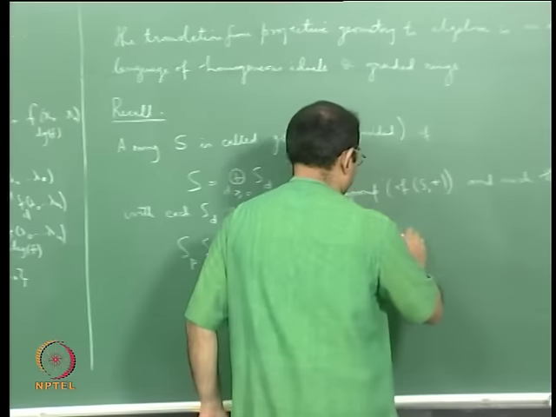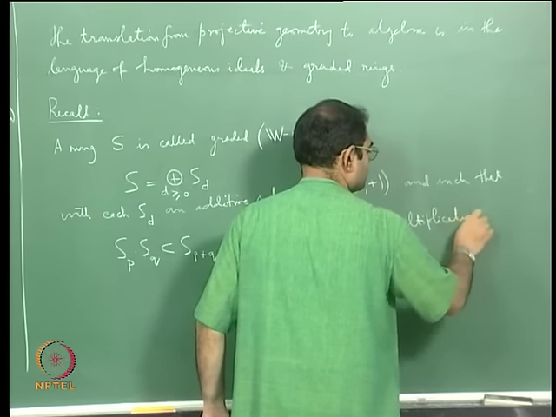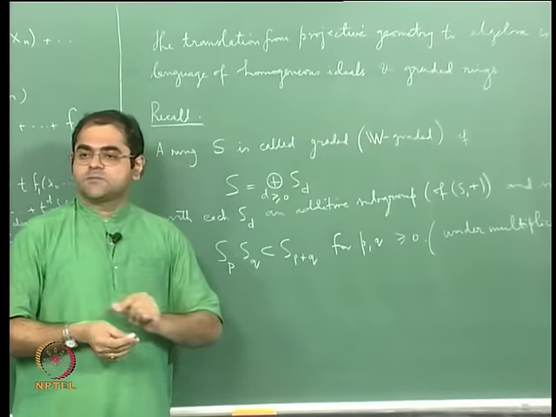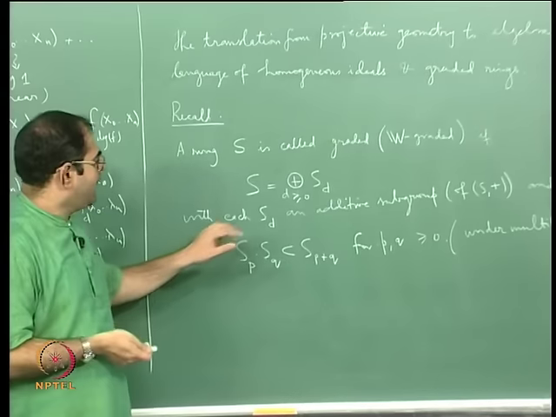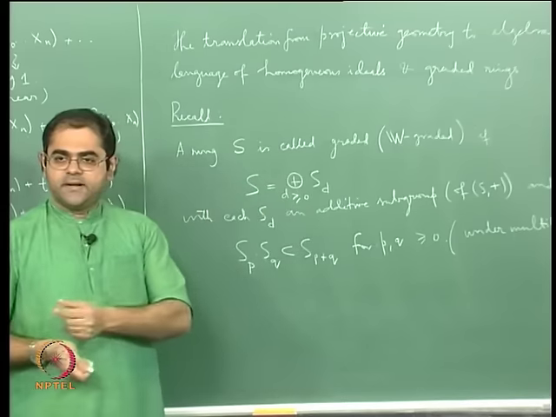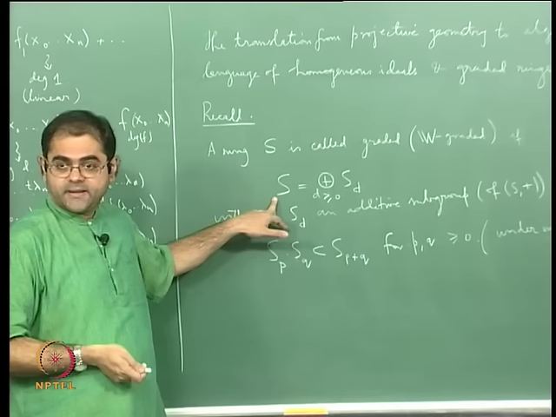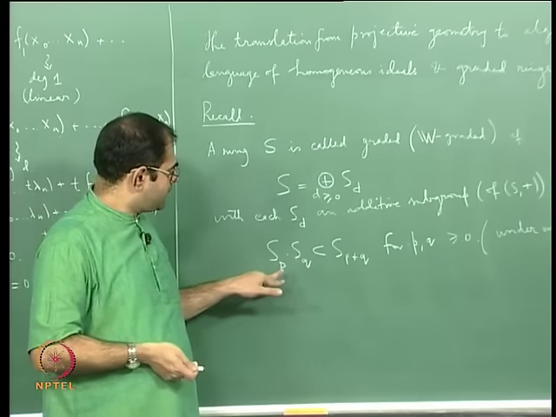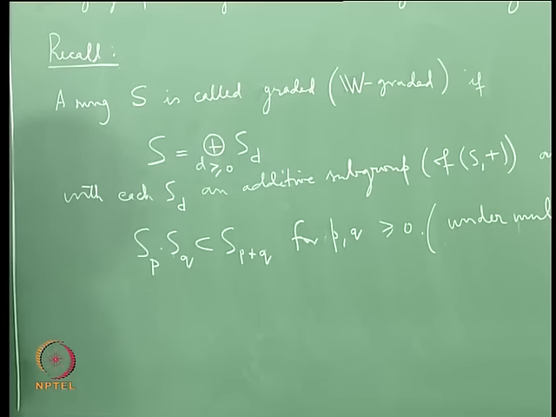So under multiplication, you see here the W corresponds to whole numbers, which means that you include 0 and then along with the natural numbers which start from 1, okay, and this indexing is on the whole numbers, all right, and the ring should break into a direct sum of pieces. Each piece is an additive subgroup of the additive group underlying the ring, okay, and there is a multiplication in the ring. The multiplication of the pth piece with the qth piece should land you inside the (p+q)th piece, okay.